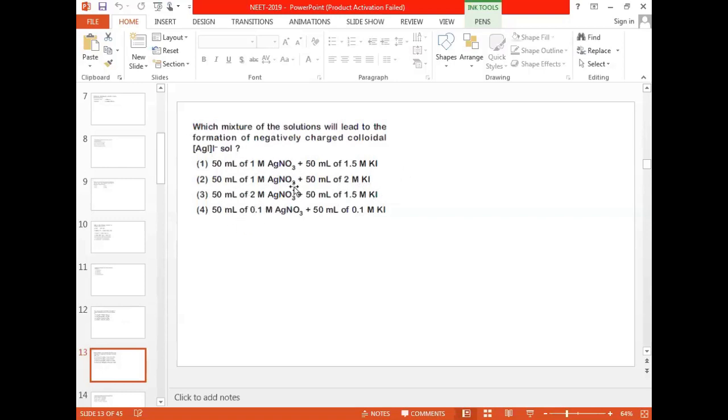No need to worry about this present data. This data is useless. Even if it is given, they are giving it just to confuse us. This data is not required for us. Straight away, we go with the dispersion medium. That only we are going to take, 50 ml of 2 M KI. Okay, now come to this one.